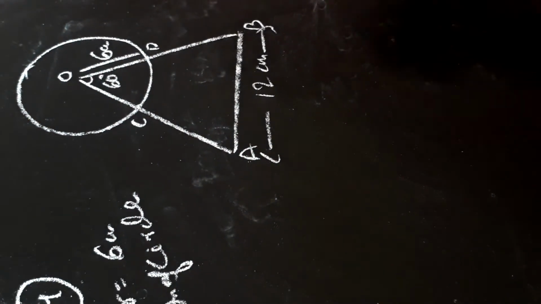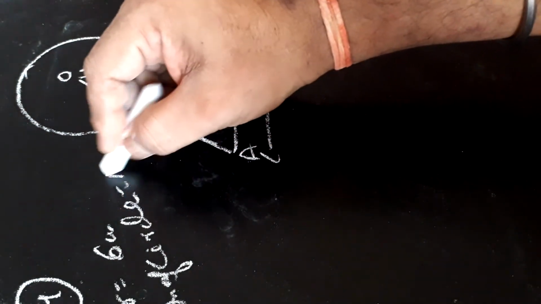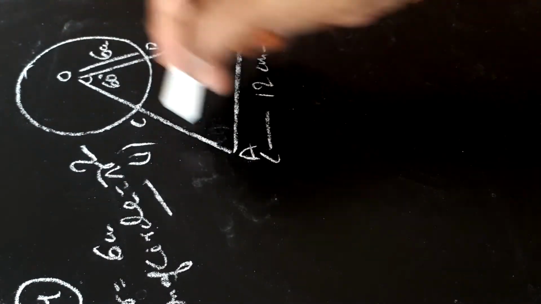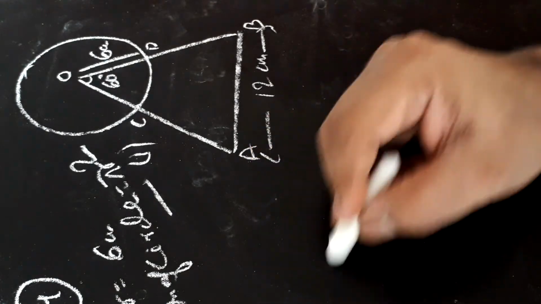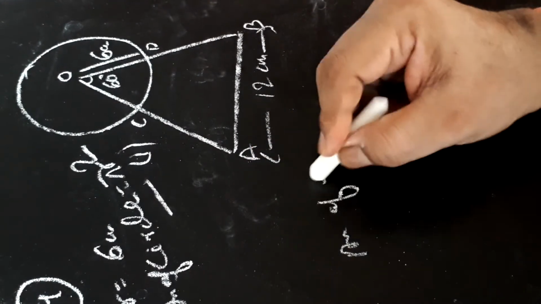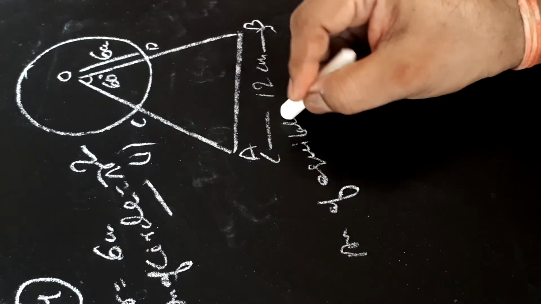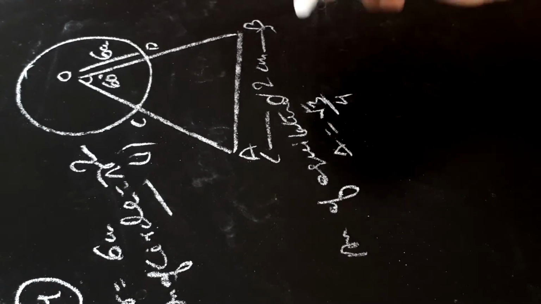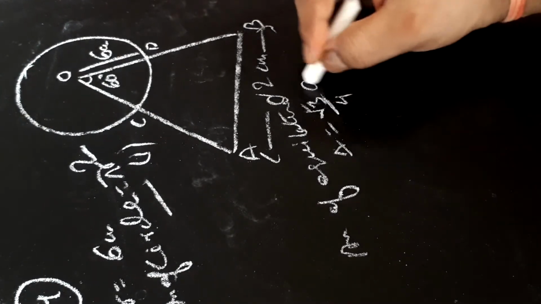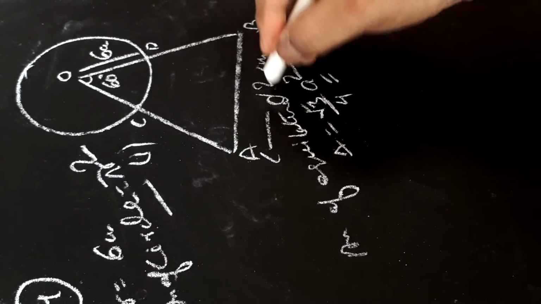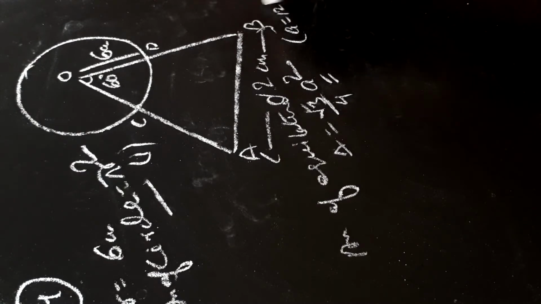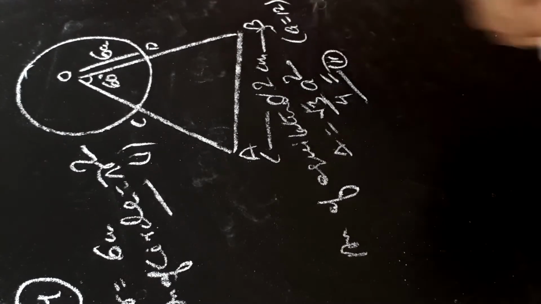Here the radius of the circle is 6 centimeter, so the area of the circle will be pi r square. We will find it, let it be 1. Now we will find the area of this equilateral triangle. Area of equilateral triangle will be root 3 by 4 a square. Here a means the side of this triangle, 12 centimeter. We will put a is equal to 12 in this, and we will get the area of the equilateral triangle.